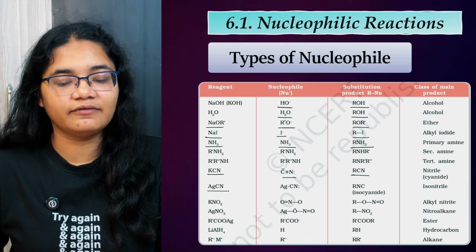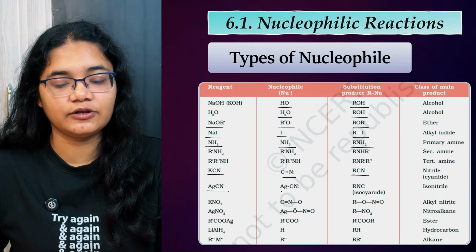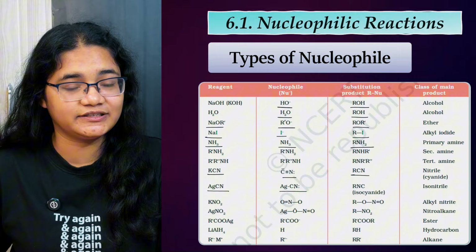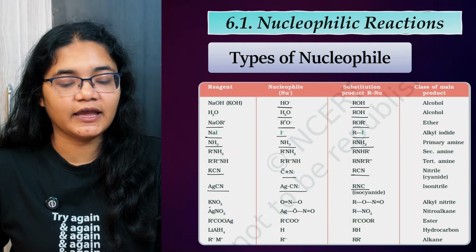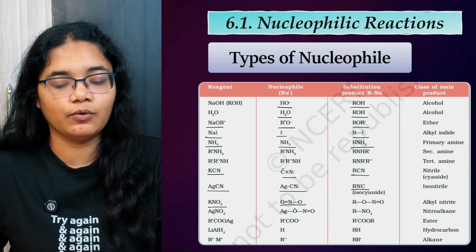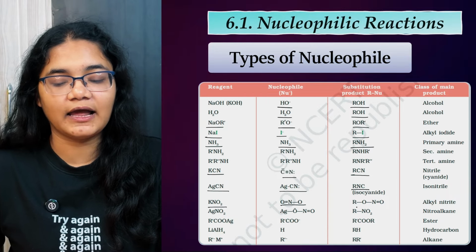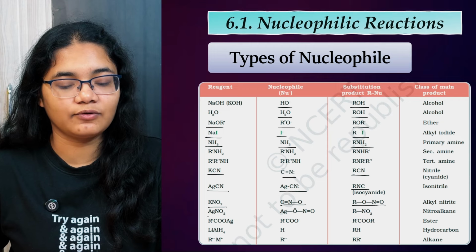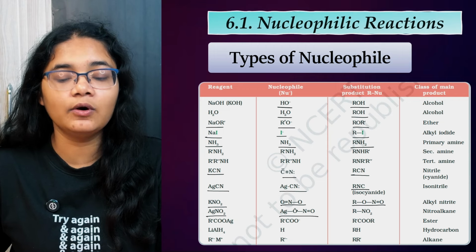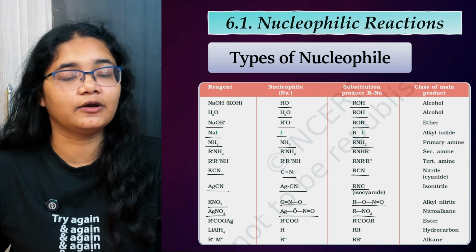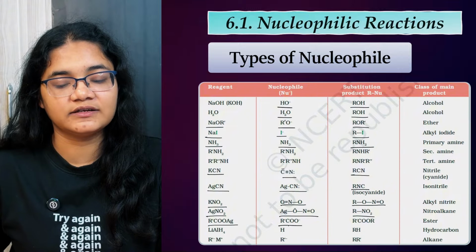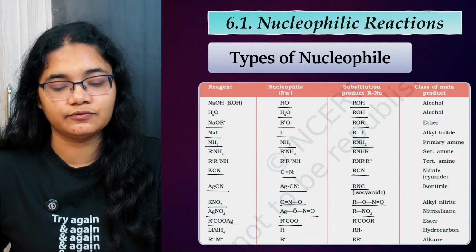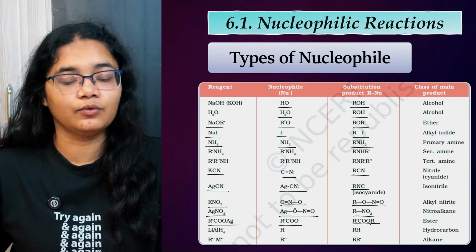Next you have AgCN, and when it reacts, the nucleophile here is AgCN itself, and then it reacts to give you RNC. Now if you have KNO2, here you have ONO. That will react to give you RONO, and if you have AgNO2, the nucleophile here is also AgONO, and this one will react to give you RNO2. Next we have RCOO minus Ag, so we have RCOO minus, and if that reacts, you will get RCOOR.